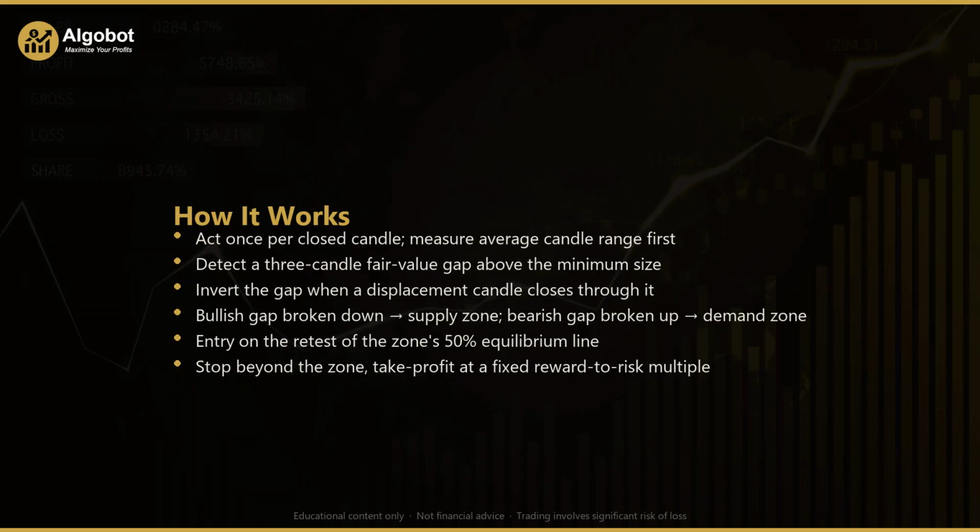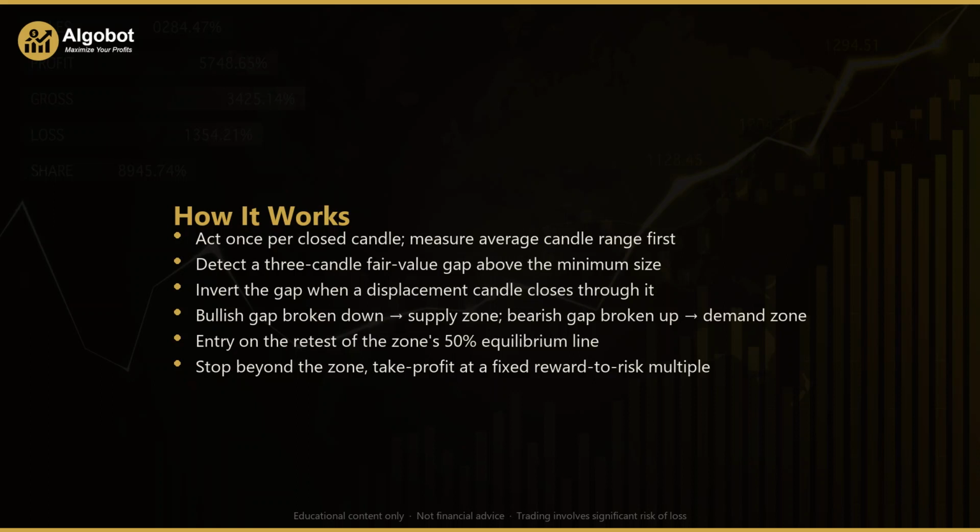Third, it watches for an inversion. A gap only flips when a displacement candle closes through it in the breaking direction. Displacement means the candle's body fills at least 55% of its range, by default, so weak, drifting closes are filtered out. When a bullish gap is broken to the downside, it becomes an inverted supply zone. When a bearish gap is broken to the upside, it becomes an inverted demand zone.